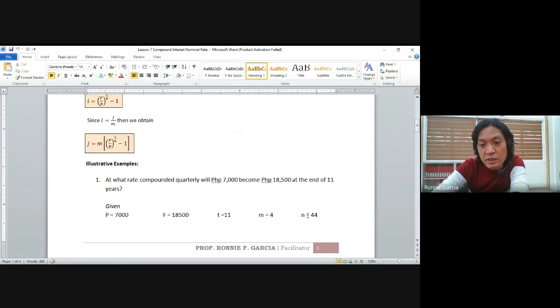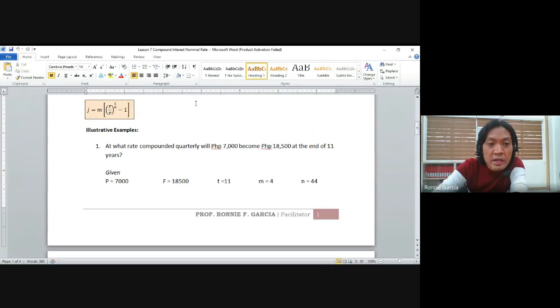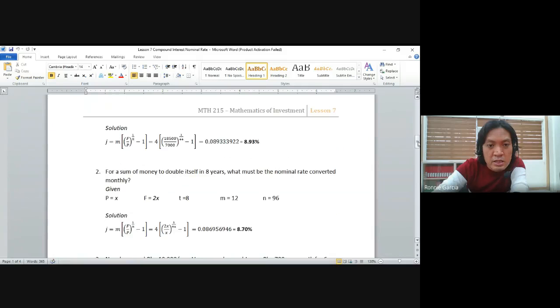And I also included N. Mentally, you can solve for n by multiplying t and m. That's 11 times 4. So that's 44. So that's automatic. Applying that particular formula, you just recall J is equal to M times the quantity of F over P raised to the power of 1 over N minus 1. We will obtain these values. 4 for our M, F is 18,500, P is 7,000, raised to the power of 1 over 44, which is our N, minus 1.